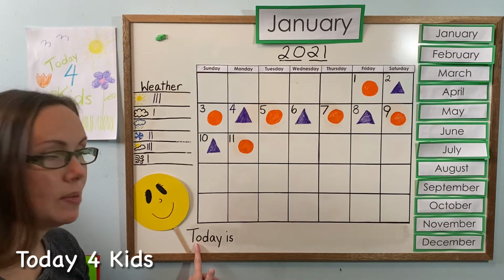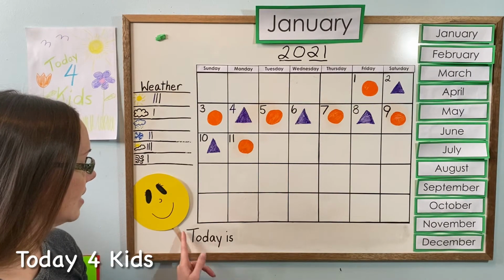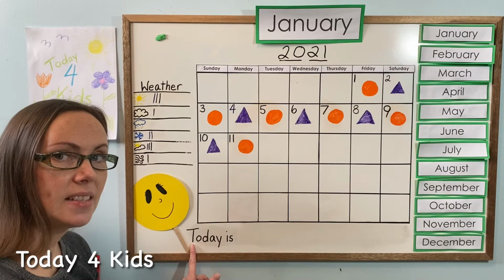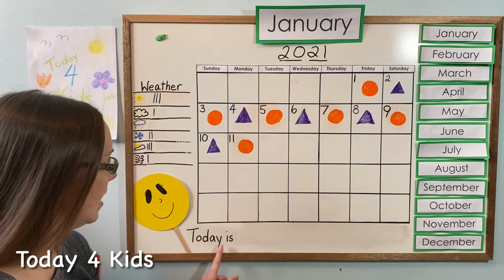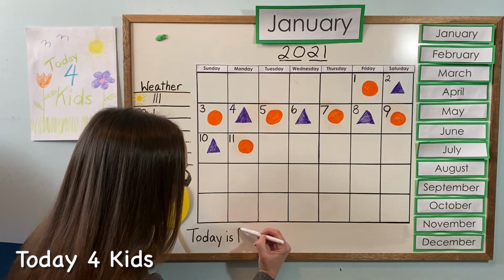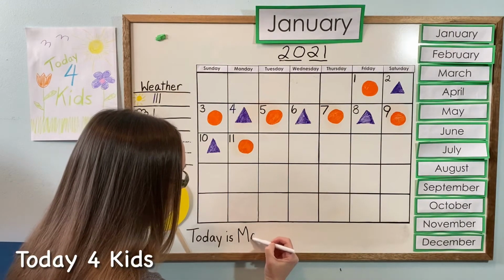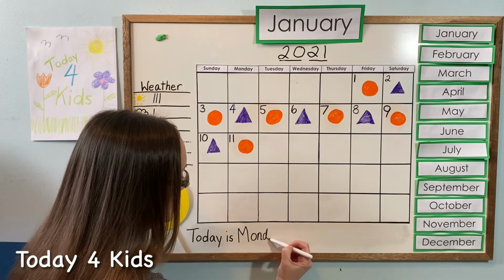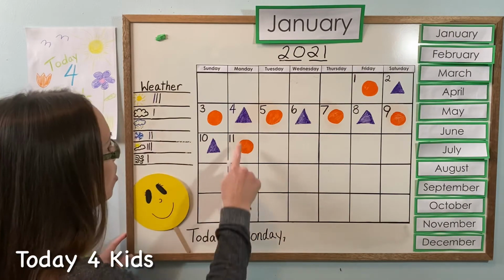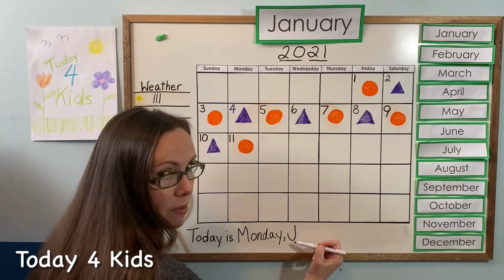So let's put all that we know into our sentence here. So our sentence begins with 2 words, today and is. And today has a capital T because it's the first word in our sentence, and we always capitalize the first word in our sentence. So today is Monday. So we're going to do a capital M because Monday is the name of the day, and we always capitalize names. So M-O-N-D-A-Y, and then a comma. So Monday, January. So capital J because January is the name of our month.